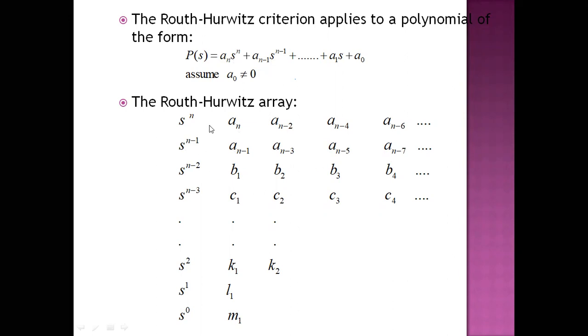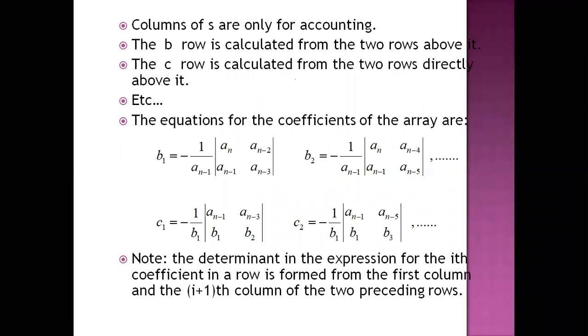Then from the first two rows, we have to fill up the remaining rows of the Routh-Hurwitz array. From the first two row elements we find B1, B2, B3, then C1, C2, and so on, till the s power 0 term. So how do we fill up the elements? How do we find B1?